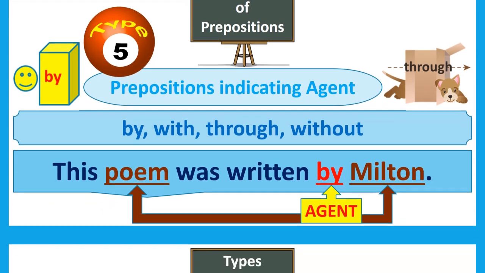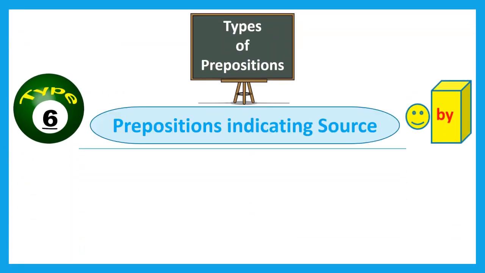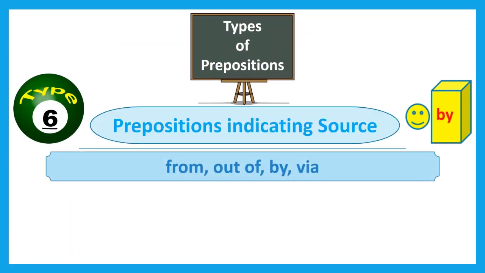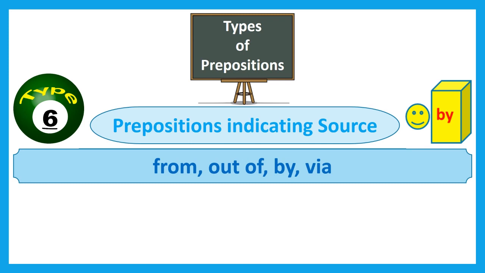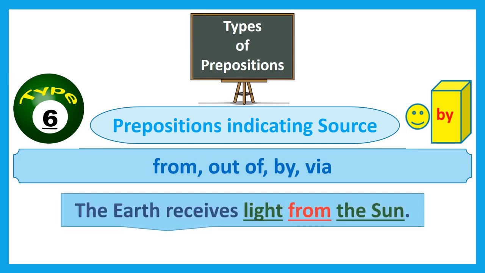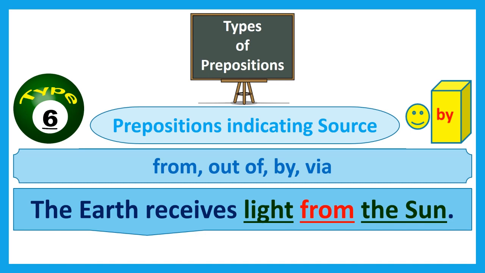Type 6. Prepositions indicating source. Some of the examples of common prepositions of source. Consider the following sentence. The earth receives the light from the sun. In this sentence, the preposition from denotes the source, the sun, of the light.